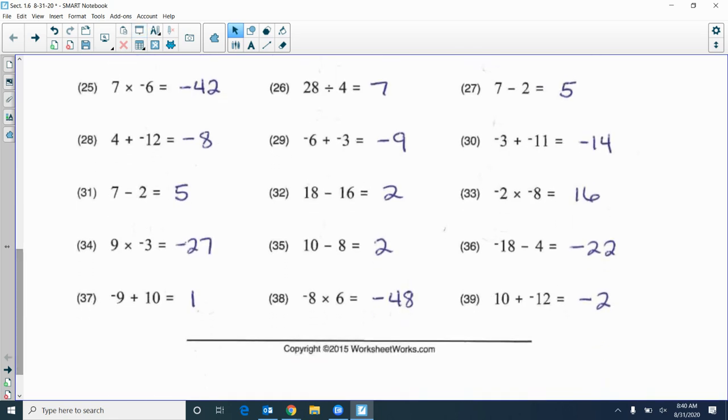28, -8. 29, -9. 30, -14. 31 is 5. 32 is 2. 33 is 16. 34 is -27. 35 is 2. 36 is -22. 37 is 1. 38 is -48. And 39 is -2. Top right-hand corner or somewhere clearly circle it: -3, circle it; -4, circle it; -38, circle it. Good.